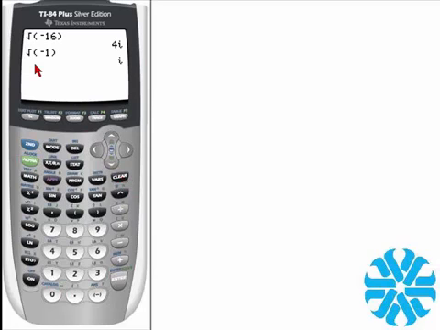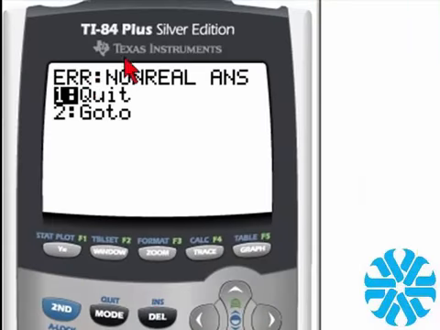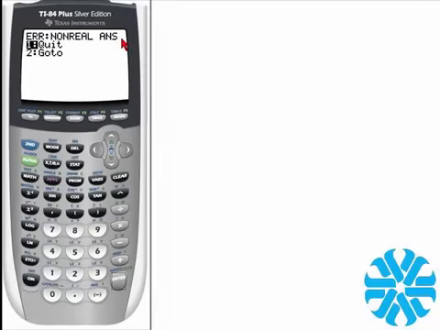Now let's see what would happen if we tried to compute the square root of negative 16 in the real mode. So let's go second function, and then the root key, and let's enter in negative 16 again, close the parenthesis, and select enter. See, it gives us an error. It says non-real answer. Okay? So I just wanted you to be aware of how answers are displayed differently in the real and complex modes.